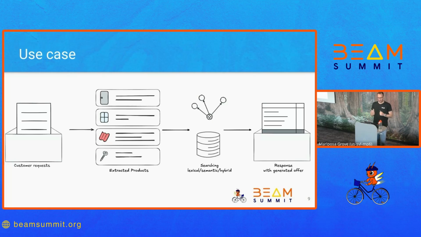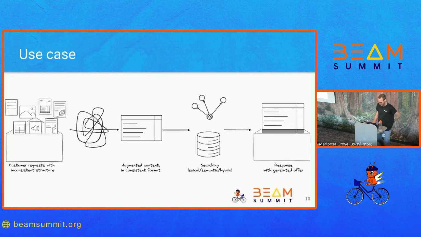For this, we need to process in some way these customer requests. We need to extract the products. We need to see if we can find these products in our product catalog, and then we can create this request. If we have extracted these products, we need to do some kind of searching on our product catalog to see which products fit best.